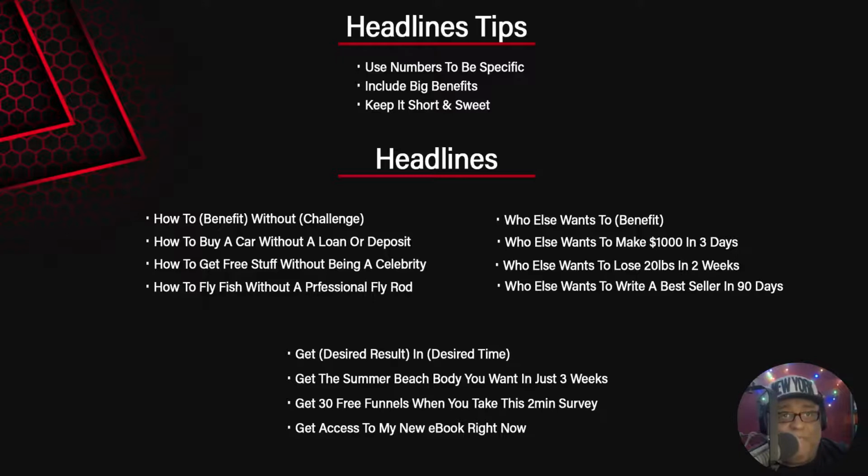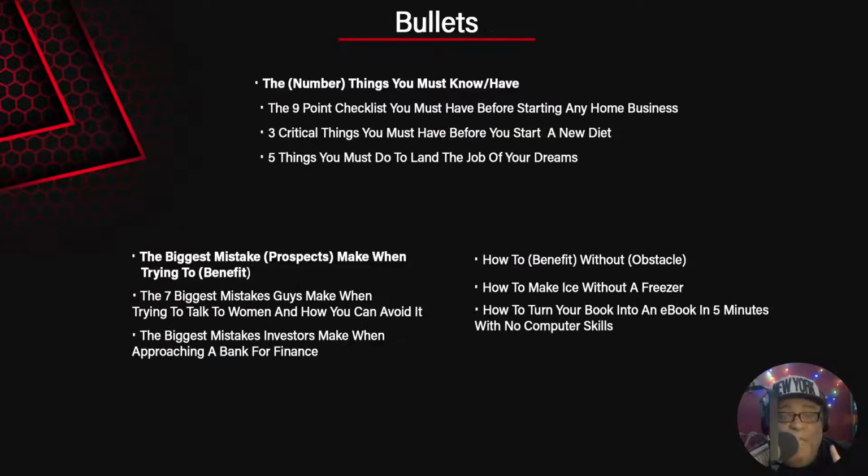And the next one is you get a desired result in a desired amount of time. And remember, you can say who else wants to write a bestseller in 90 days, so you can mix and match these and put them all together. How to lose a bunch of weight in 30 days or less without blah, right? You can mix and match these. So get your desired result in an amount of time. Get 30 free funnels when you take this 2-minute survey. Get access to my new ebook right now. But you can mix and match all of these. That's when you're going to get your best results. When you mix and match all of these headlines together and figure out your formula, you're going to get really good results.